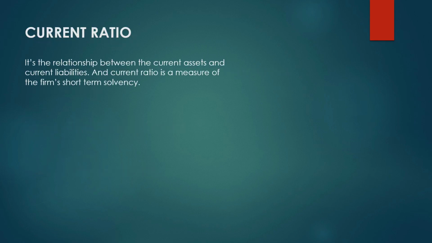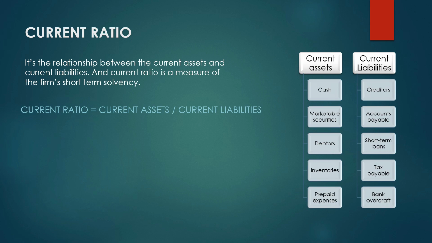Current ratio. It is one of the most common ratios to measure the short-term solvency of the firm. It is the relationship between current assets and current liabilities. Current ratio is calculated by dividing current assets by current liabilities.